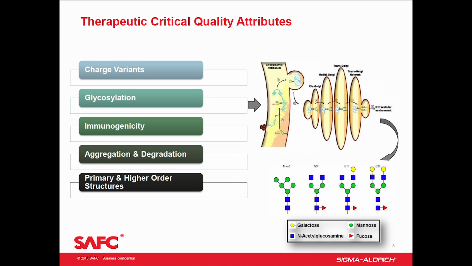So what are the therapeutic critical quality attributes? I'm kind of embarrassed to put this slide up here after Mike's talk, so I'll go through this a little bit lighter than he did. We have charge variant, glycosylation, immunogenicity, aggregation and degradation, and primary and higher order structure. A lot of these will be done with the cell line development.